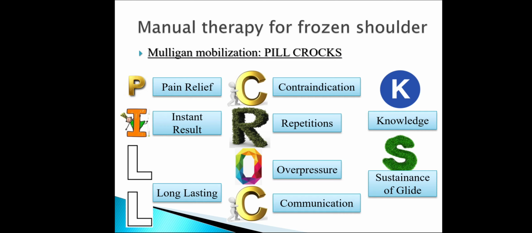The CROCS states that when contraindicated, Mulligan mobilization shouldn't be provided, and repetitions follow the thumb rule of 3. Overpressure should be given at the end range of motion, but overpressure should be painless. Communication with the patient is very important while doing the therapy, to ask whether it is paining or not. Knowledge about the Mulligan mobilization is a must. If contraindicated, it should not be given, and sustenance of the glide from the start, throughout the movement, and till the rest position is attained back should be delivered.